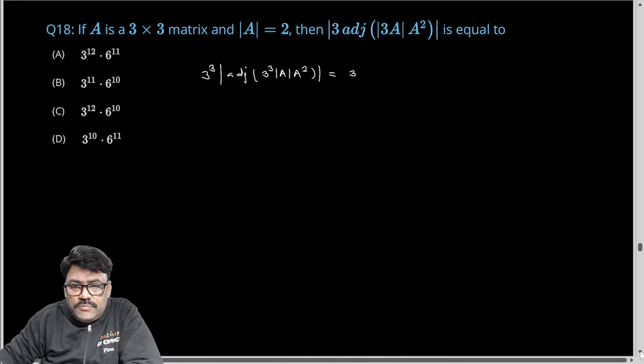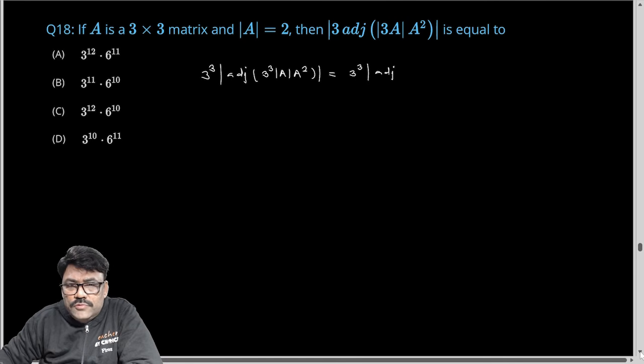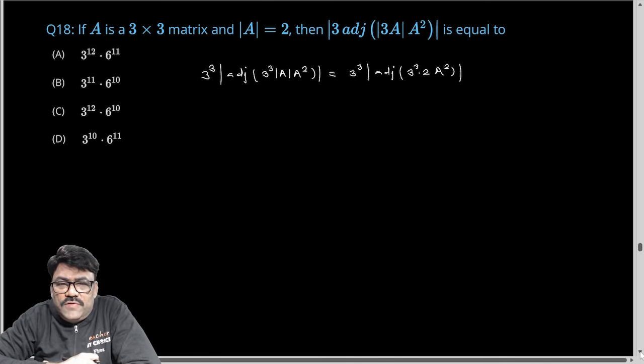Now you have 3 cube adjoint, 3 cube, and determinant of A is also 2. Determinant of A is 2. So you got 3 cube into 2 A square. So this is 3 cube determinant adjoint of 3 cube into 2A square.